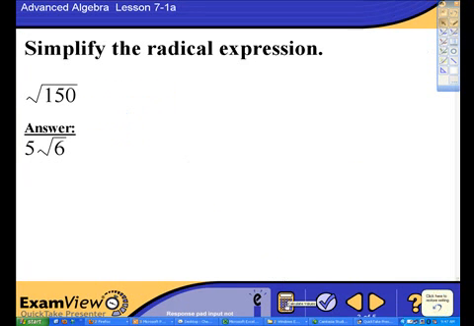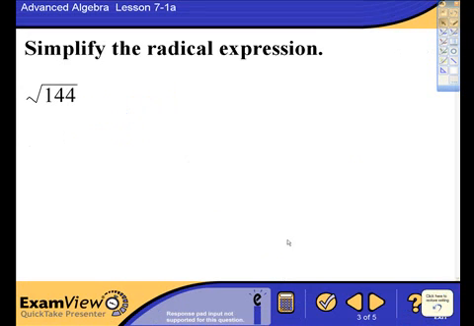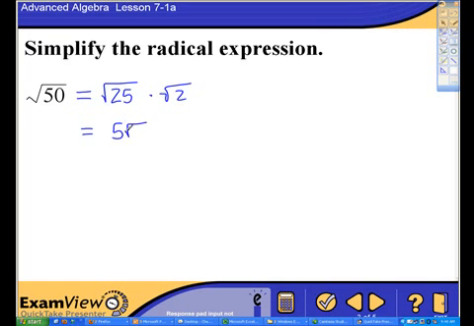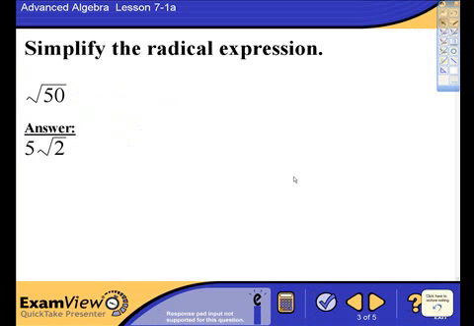Let's try another one of these. Root 144. Well, we know that one. That one's 12. Let's try another one. Root 50. Again, I see a perfect square factor of 25. So that would be root 25 times root 2. 25 times 2 is 50. We know the square root of 25 is 5. The square root of 2 doesn't simplify, so 5 root 2. Check our answer with theirs. 5 root 2.